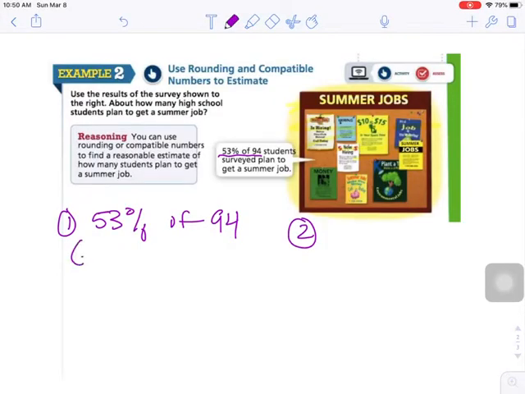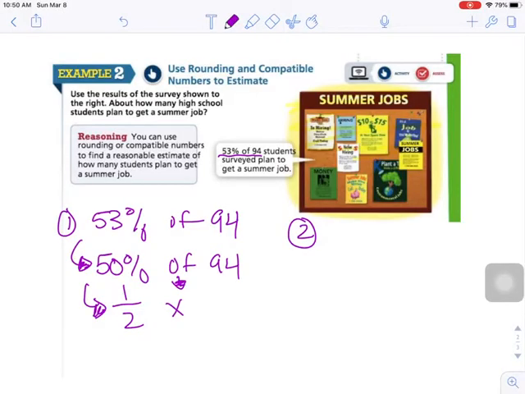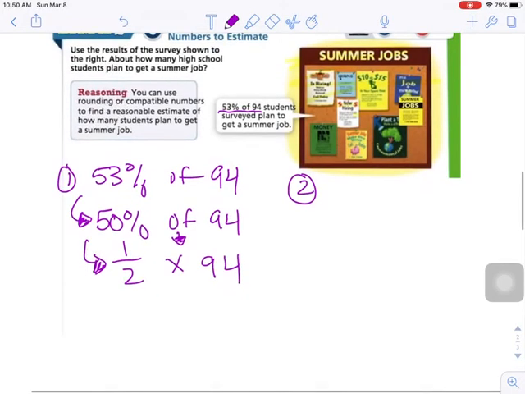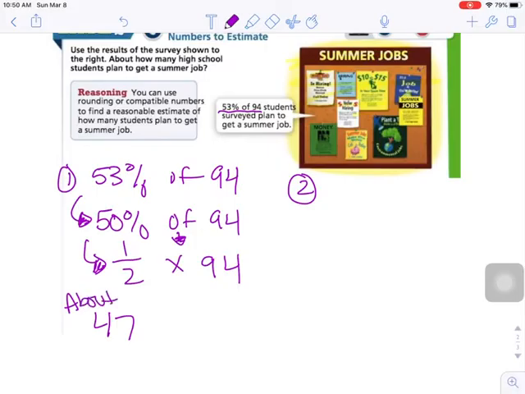So 53% is closer to 50, so we're going to round down to 50%. We know that 50% in fraction form is really 1/2. We know that of means to multiply, so we have 1/2 of 94. So when we multiply by 1/2, we're really dividing by 2. So we have 1/2 times 94, or just 94 divided by 2. So we end up with 47. So about 47 students are getting a summer job.